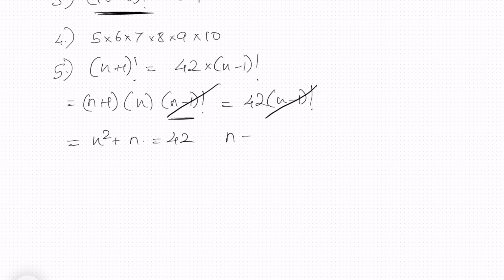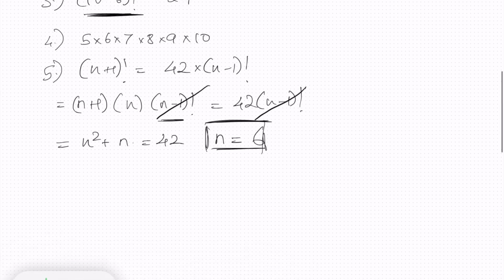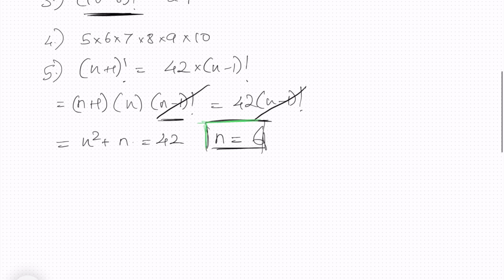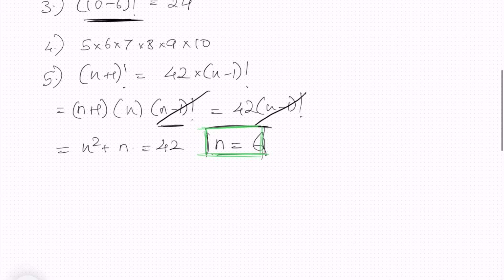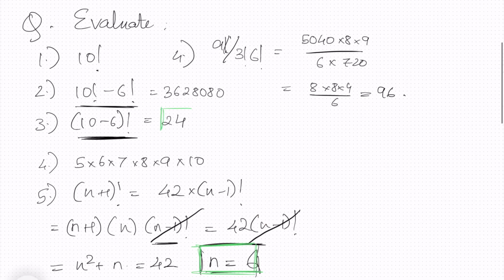So n can be 6. There's another root to the equation, but the other root is negative, and n cannot be negative in these examples, so n is 6. Simply highlighting all the solutions.